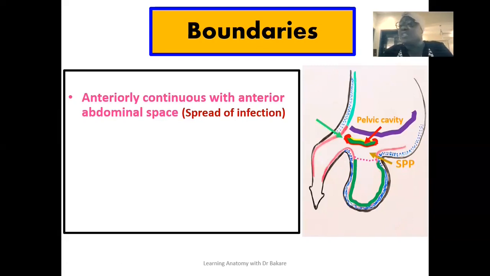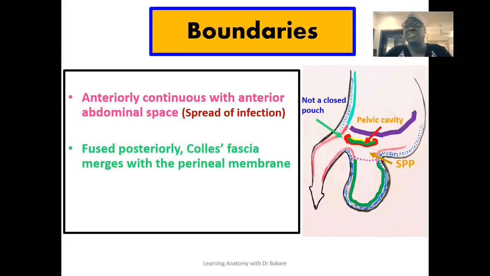And as a result of this, there could be the spread of infection because of this opening that is created around this region. So we can say that the superficial perineal pouch is not a closed pouch. It is not a completely closed pouch because of this deficit that is created in the anterior part. So if you go more posteriorly, you see a closure around the posterior region of the superficial perineal pouch.